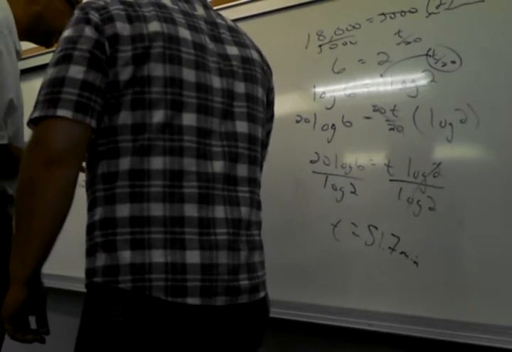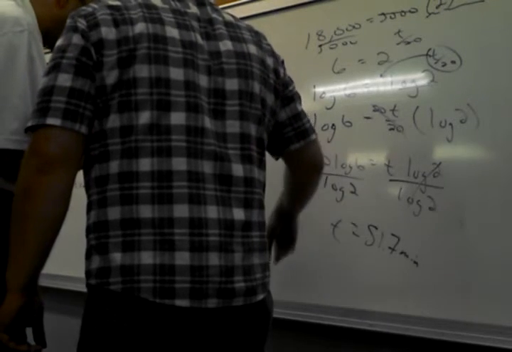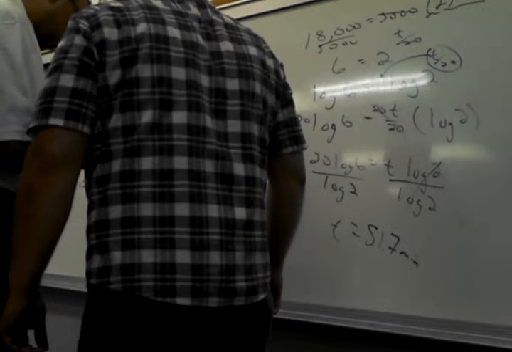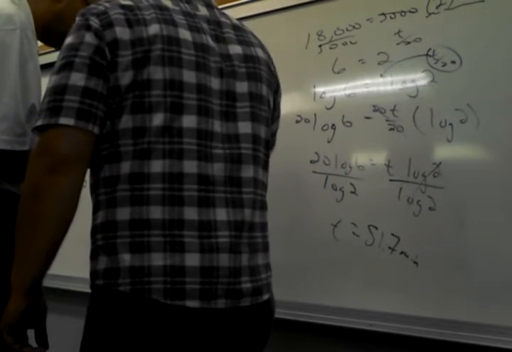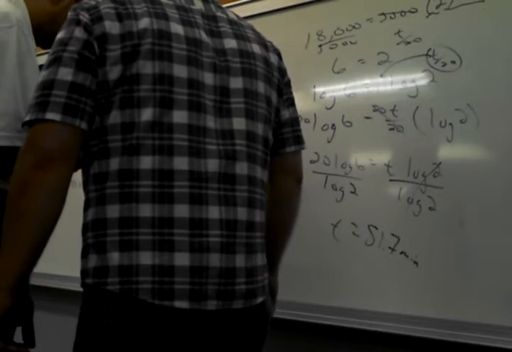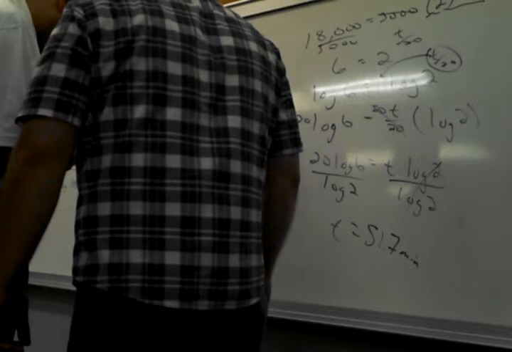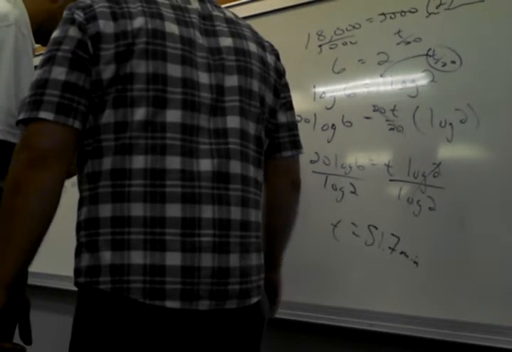So if you want to do 20 times log 6, it's really easy. You've got to close that parentheses before you continue dividing by log 2. And there's your 51.